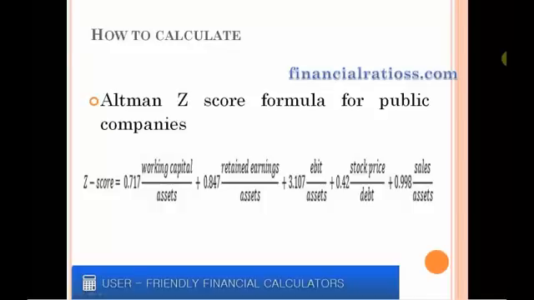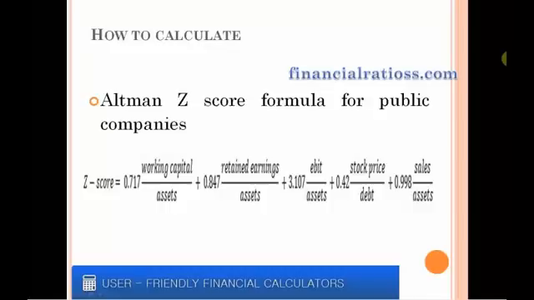In order to calculate this ratio, you have to first divide the working capital by assets and multiply it by 0.717. Then add retained earnings divided by assets and multiplied by 0.846. Then add the EBIT divided by assets and multiplied by 3.107. Then add the stock price divided by debt and multiplied by 0.42. And lastly, add the sales divided by assets and multiplied by 0.998.